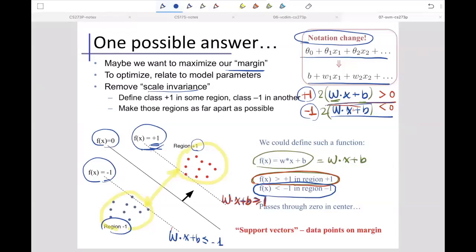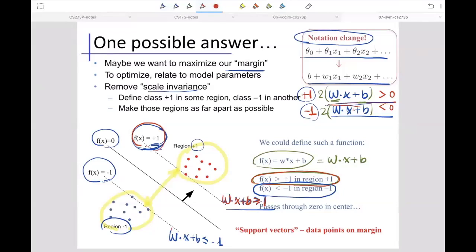Right, but the problem stays the same. I have these parameters W and B. I want to make sure that all the data labeled 1 are above this plane here. I'm going to call that the red plane. I want to move these guys here.